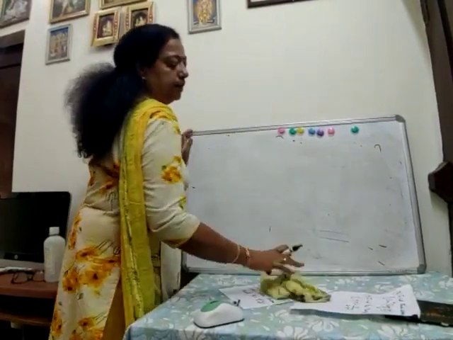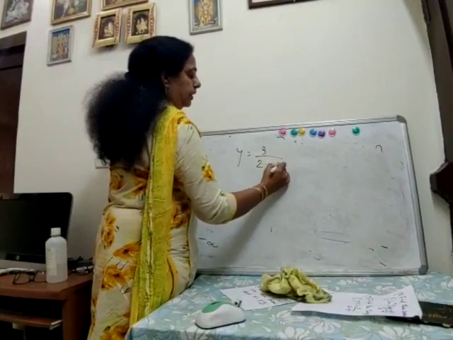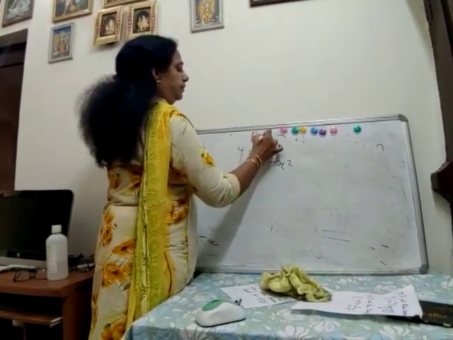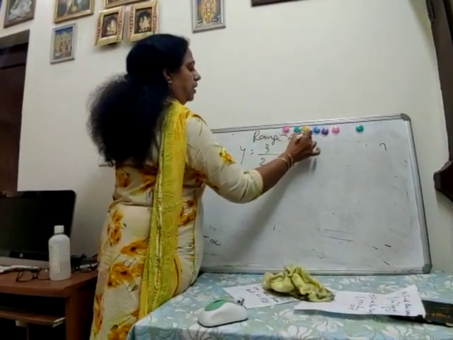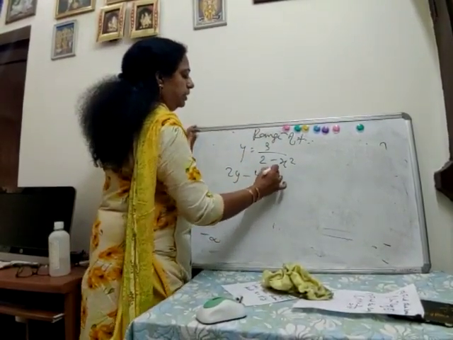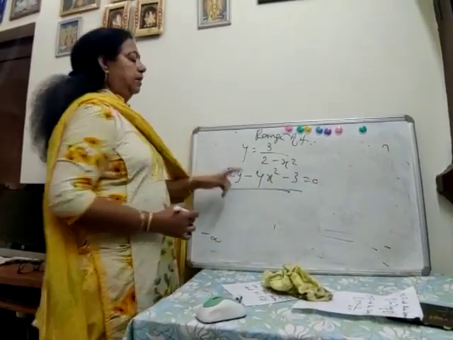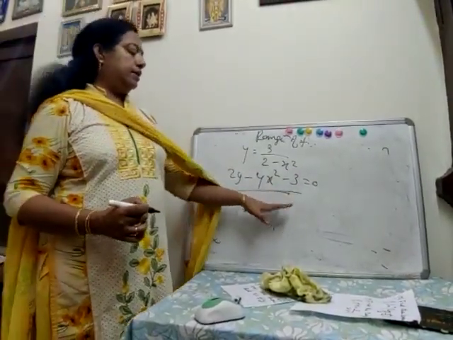Now the second one is to find out the range, y equal to 3 by 2 minus x square, range of f. So what will you get? 2y minus y x square minus 3 equal to 0. So it is a quadratic in x. We can find out the value of y. Same way we will do.